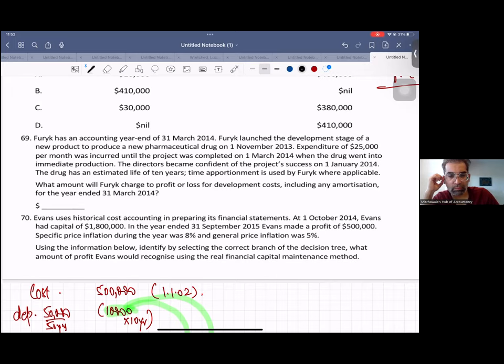Okay, let me start. Once the development criteria is met, is fulfilled, now you need to capitalize the development cost. But now use your common sense. For development cost, you have labor and you have other expenses which you capitalize, but you are also using the machine. Using the machine means depreciation of machine.